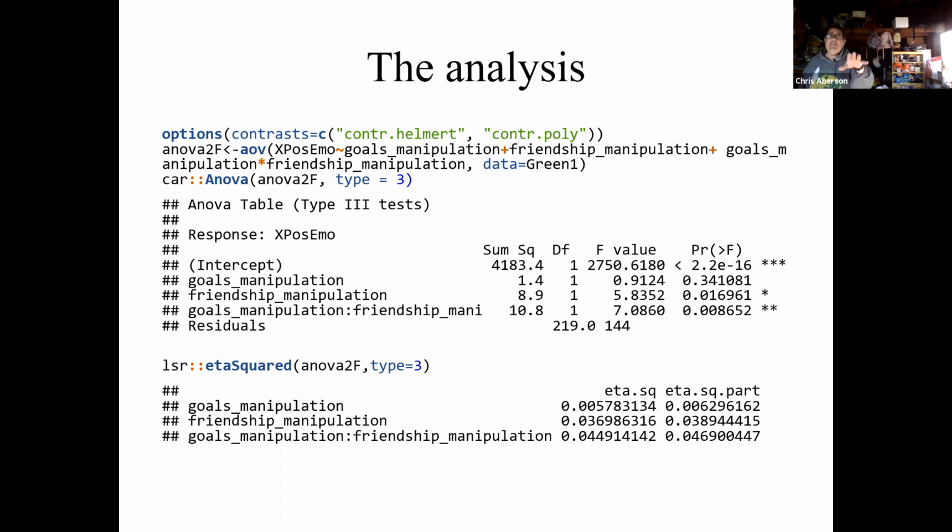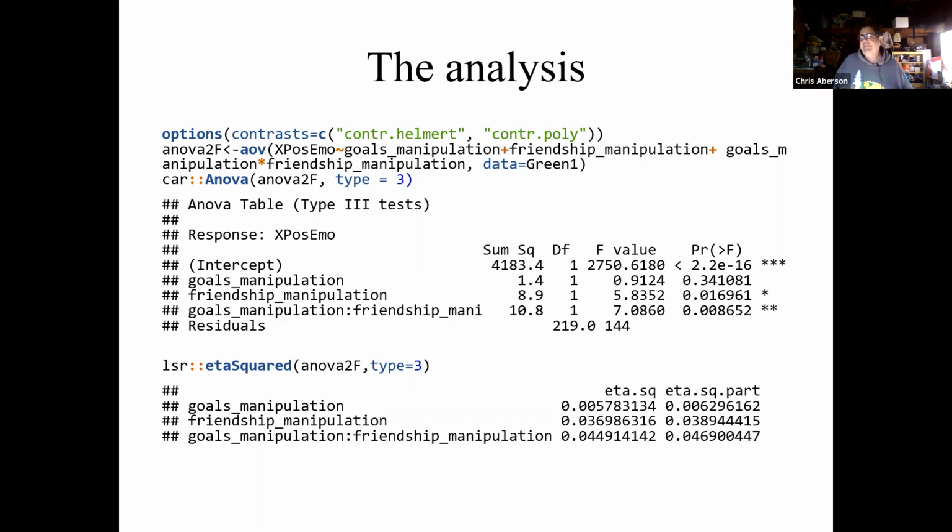The analysis, I'll talk about this code, the code that wraps around this in a second. The ANOVA command, though, is all I'll focus on right now. You can see it's just plus signs adding the different factors, and then the multiplication sign between the names of the two factors to create the interaction. So pretty straightforward. You can see we get 3 F values. And you can see goals manipulation was not significant. Friendship manipulation was significant. And then we had a significant interaction there.